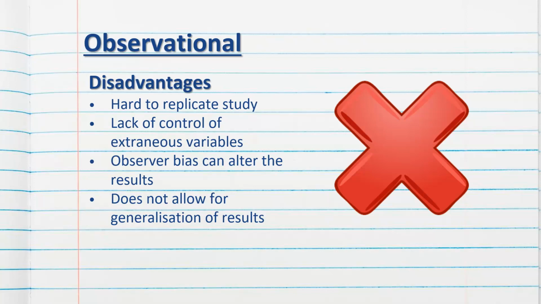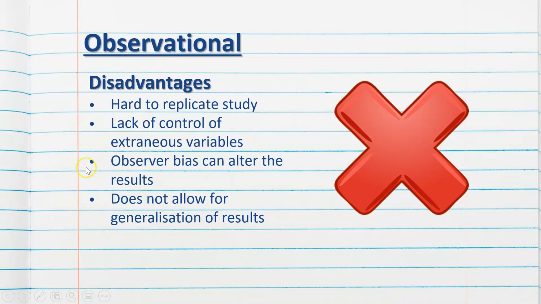We have very little control. We're not really controlling anything. We're just observing the results of natural behaviour. So because of that, it's very difficult to replicate the study. There's also, again, as an extension of that, a lack of control of extraneous variables. So we can't control extraneous variables in an observational design very well. So there's a lot of factors that may influence our dependent variable because of the lack of control that we have, and that's a problem.